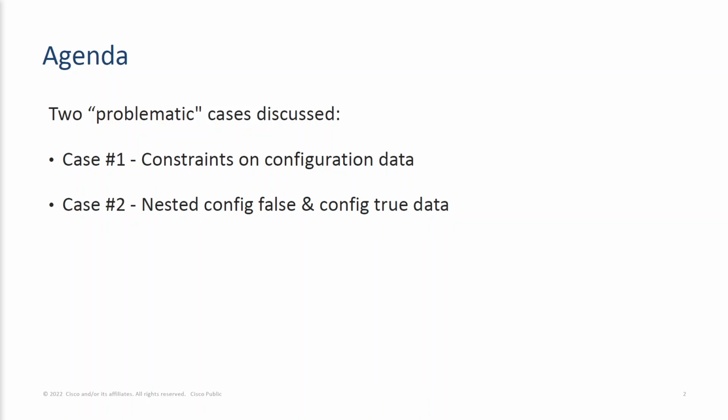The first case or example will be about constraints on configuration data. The second one about nested config false and config true data.